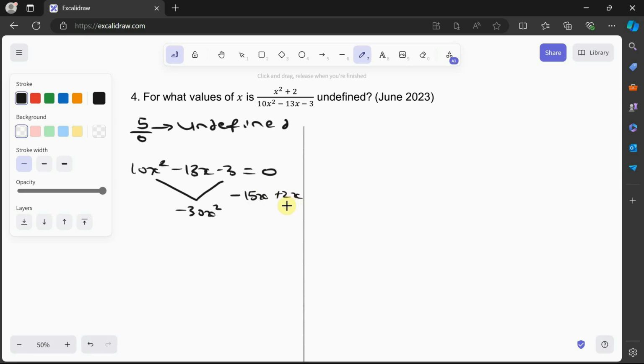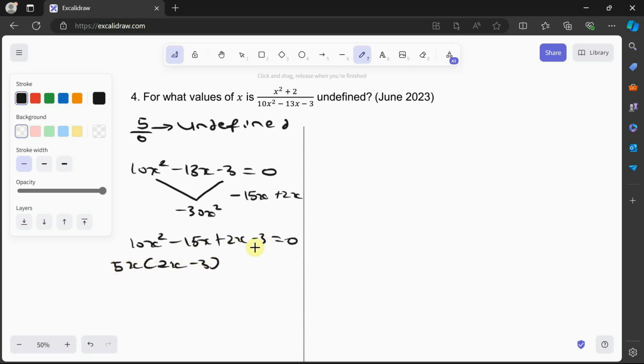I spent time trying to break it down. So I'll replace this with these two. That will be 10x squared minus 15x plus 2x minus 3 is equal to 0. What's common in these two? 5 is common and x is common, so I'll factor out 5x. 10x squared divided by 5x will give me 2x, minus 15x divided by 5x will give me minus 3.